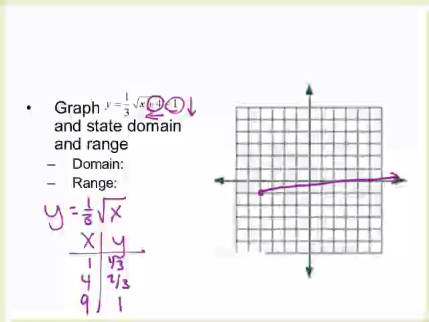Domain and range on this one. Domain is x. Where does x start? -4. Does it get bigger or smaller? Bigger. So x has to be greater than or equal to -4. Range. Where does y start? -1. Does it get bigger or smaller? Bigger. So greater than. Questions?